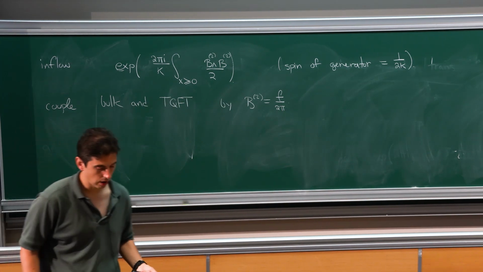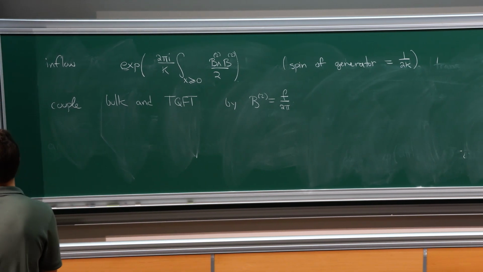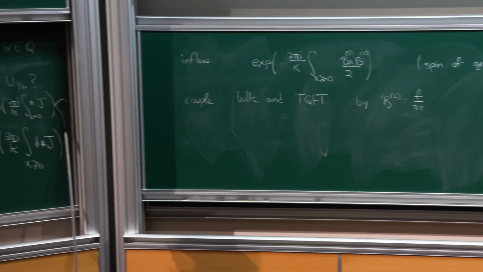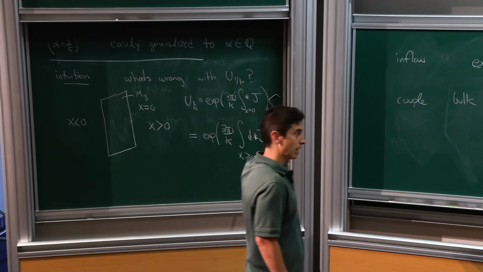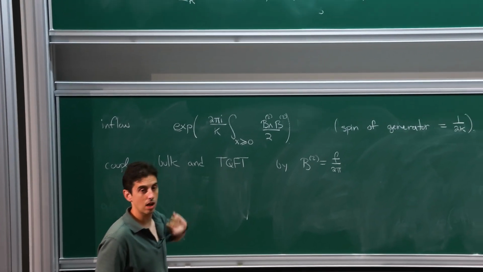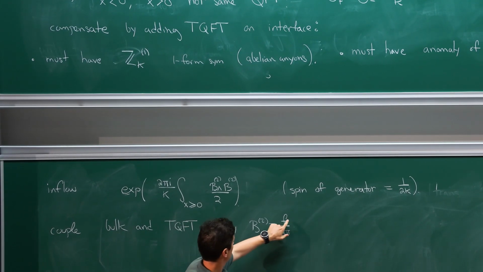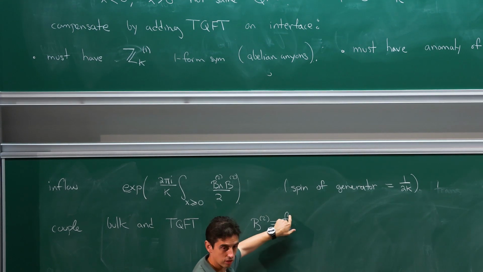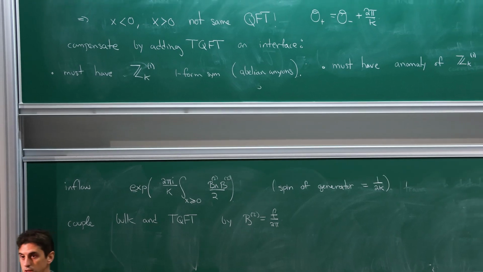So that's a more abstract way to think about what we did. Our problem with the naive thing U is that it creates a discontinuity in the theta angle. And we compensate that by coupling to a TQFT with a prescribed anomaly for its one-form symmetry. And then they talk to each other through the fact that the bulk gauge field strength can be thought of as the source for the one-form symmetry.